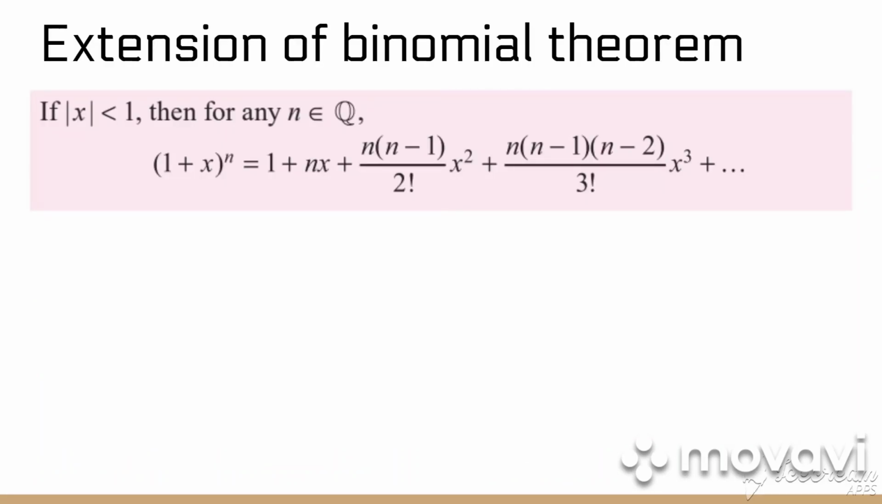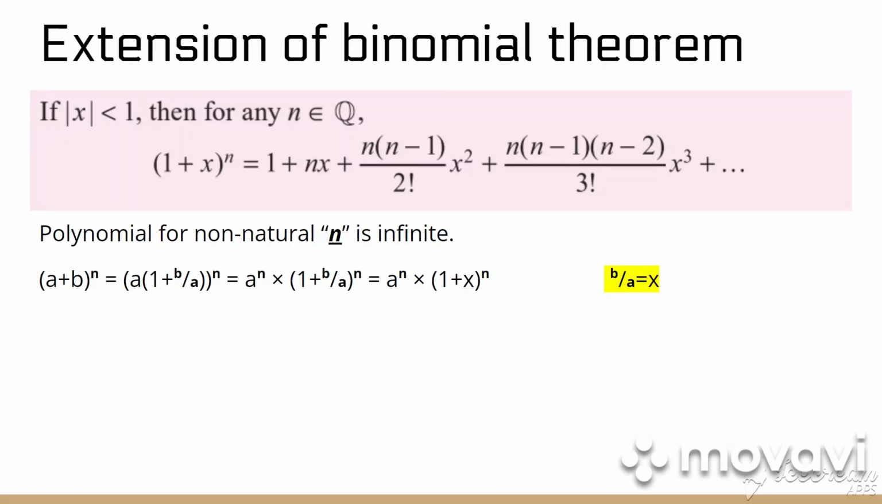So the extension of the binomial theorem, we can use this form: (1 plus x) to the power of n, and you can see that it's equal to 1 plus nx. As you remember, nC1 is equal to n, and you can see that nC2 is equal to this number and this term and so on, but we can use this extension of the binomial theorem to open the brackets when n is not a whole positive number.